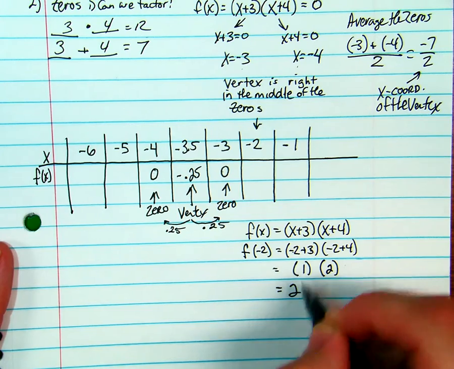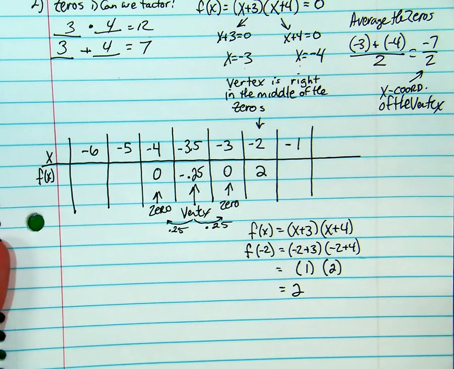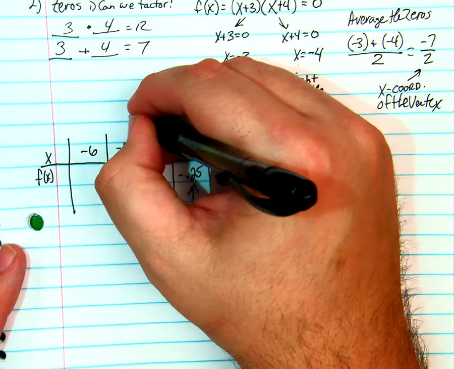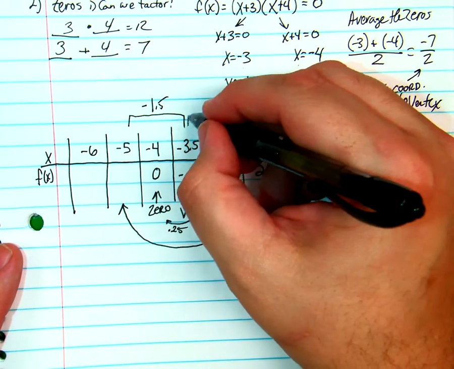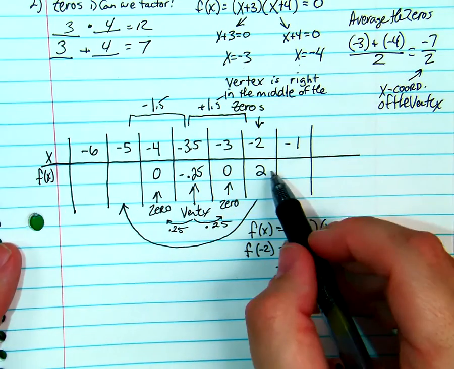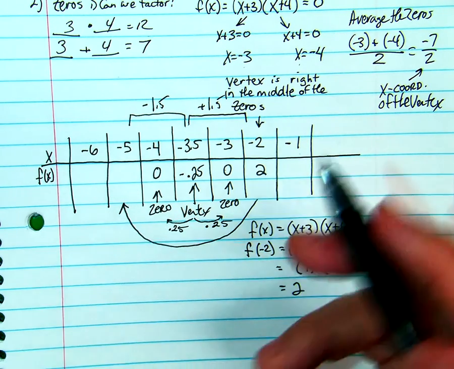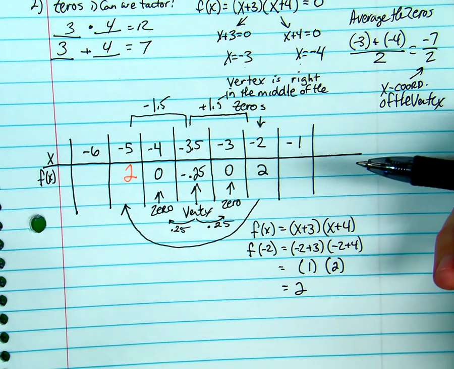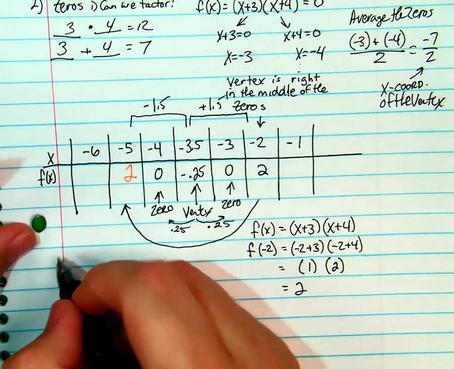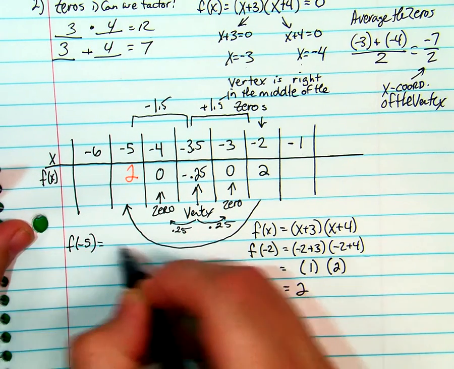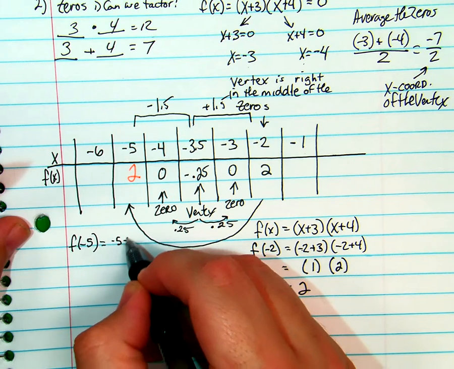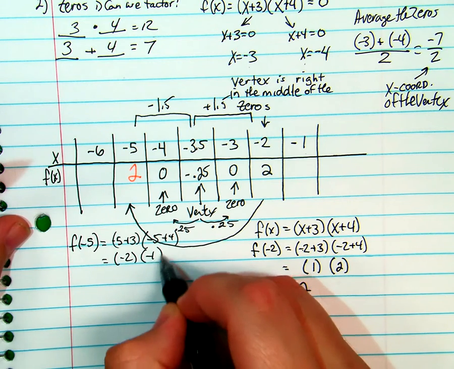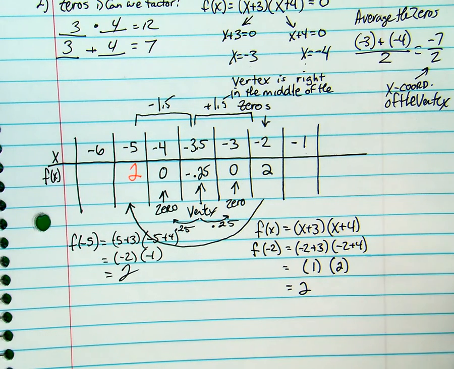Now, the nice thing is, since this is minus 1.5 and this is plus 1.5, what happens here happens here. So if I got a 2 here, I get a 2 here. Same value. If you want to check it, f of negative 5 is going to be equal to negative 5 plus 3 times negative 5 plus 4, which is negative 2 times negative 1, which is 2. So you're going to get the same answer. And that's why we want to make sure that we're going at the same intervals.